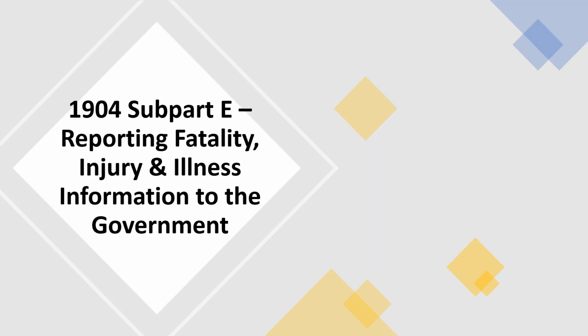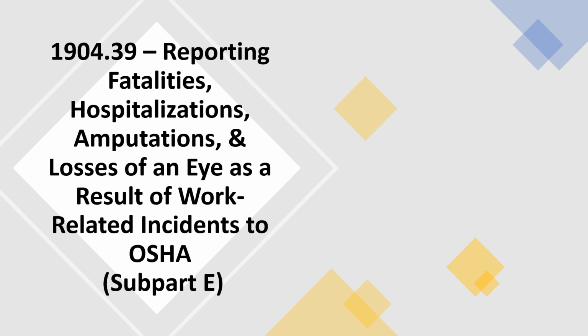1904 Subpart E: Reporting fatality, injury, and illness information to the government. OSHA 1904.39: Reporting fatalities, hospitalizations, amputations, and losses of an eye as a result of work-related incidents to OSHA.